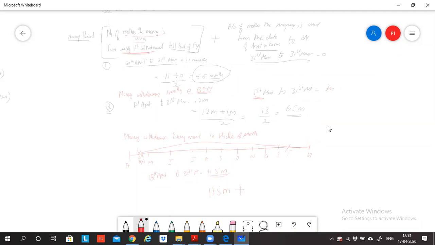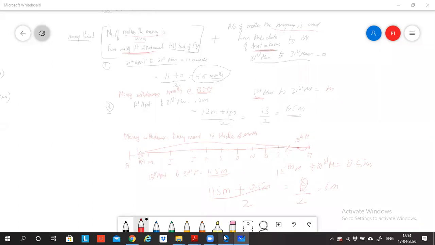It says the number of months the money is used from the date of last withdrawal. When am I withdrawing last? 15th March. My last withdrawal in the financial year is on 15th March. So from 15th of March to 31st of March, I'm utilizing this money for 0.5 months, half a month. So 11.5 plus 0.5 is 12 months, divided by 2, I'll get 6 months.